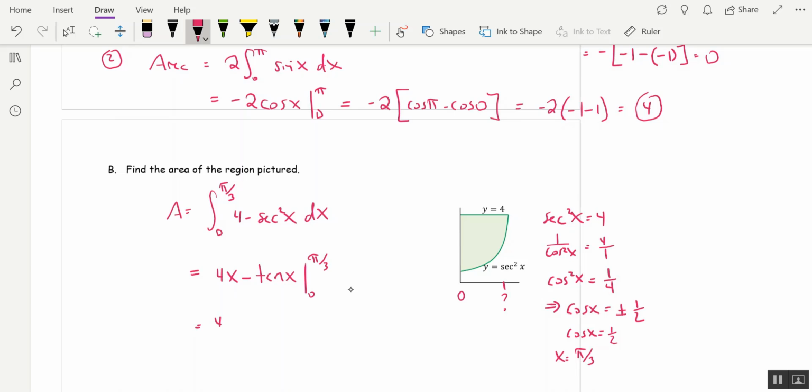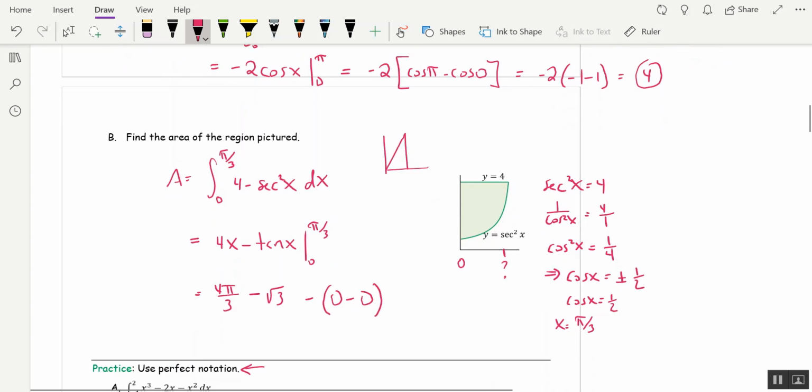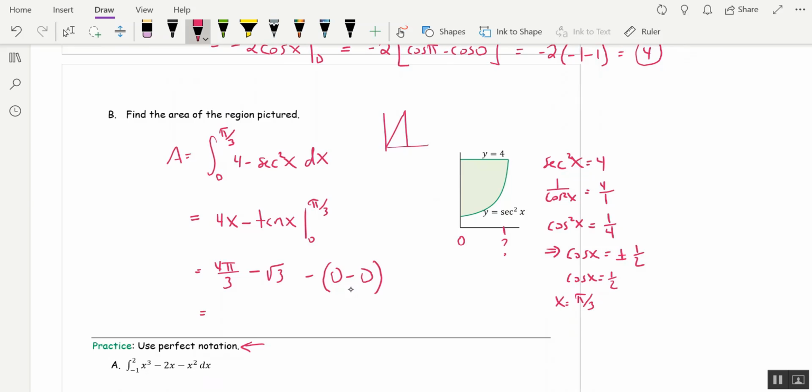So this is 4 pi over 3 minus the tangent of pi over 3. There's pi over 3. Tangent is the slope of the terminal side, which is root 3. And then when I put in 0, I get 0 minus tangent of 0. Tangent of 0 is 0. So that is my final answer, 4 pi over 3 minus root 3.